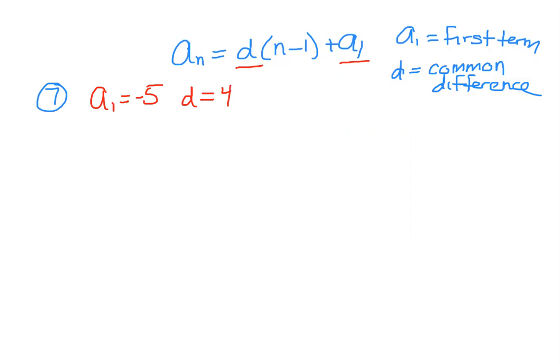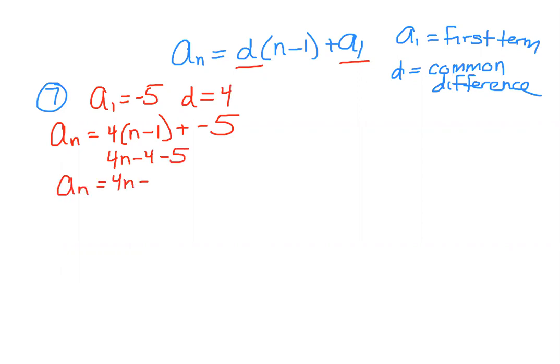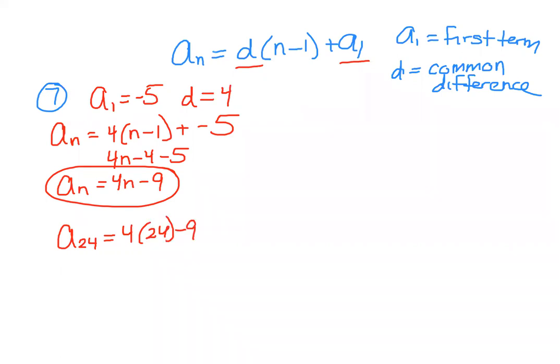They're going to be. So then we're going to say a sub n equals d times n minus 1 plus a1. And we're going to simplify this so that it looks nicer. So we're going to distribute the 4 and get 4n minus 4 minus 5. So we'll get a sub n equals 4n minus 9. And there's our rule. Now it says find a24. a24 is 4 times 24 minus 9, which is 87.